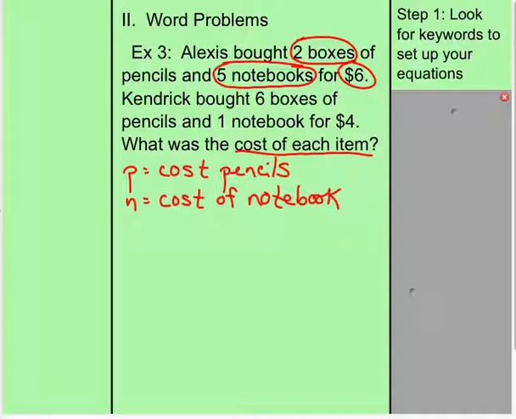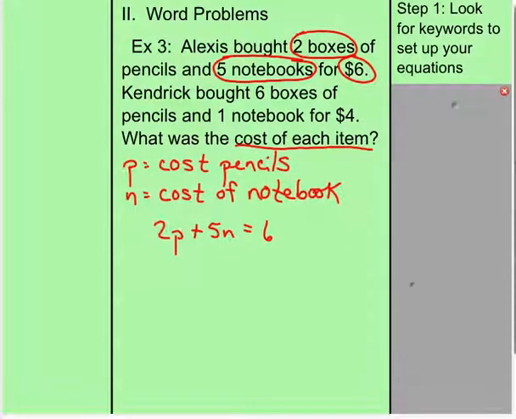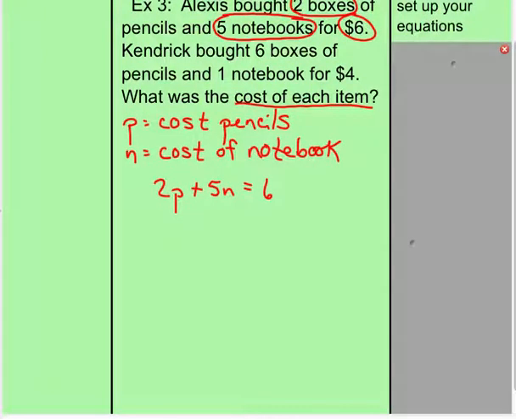So when I set up my first equation, 2 boxes times the cost per box plus 5 notebooks times the cost per notebook will equal the $6 total that Alexis paid. So then we look at the second piece of information, 6 boxes of pencils, 1 notebook for $4. So we'll set up our second equation, 6 times the cost of the pencils plus 1 times the cost of the notebook, or you could just put plus N equals the $4 that Kendrick paid.